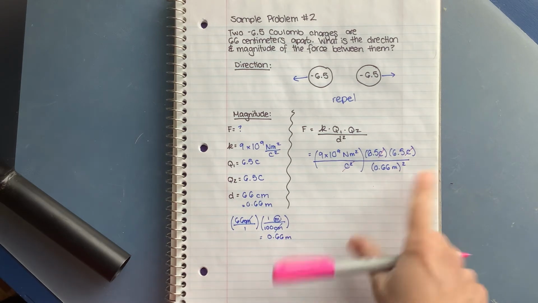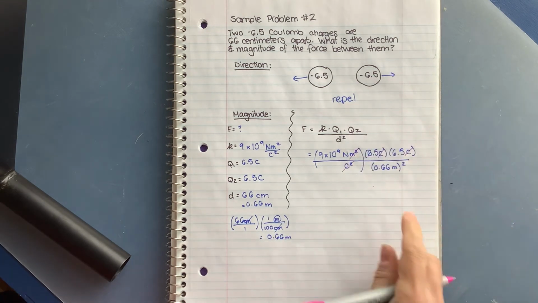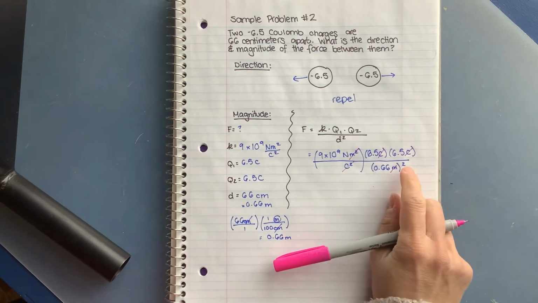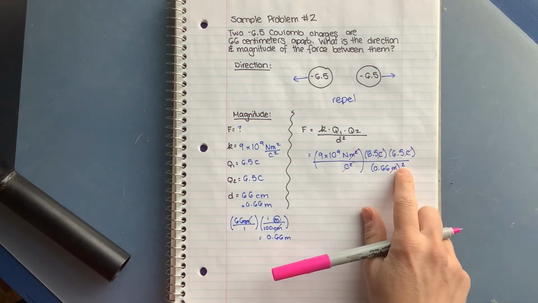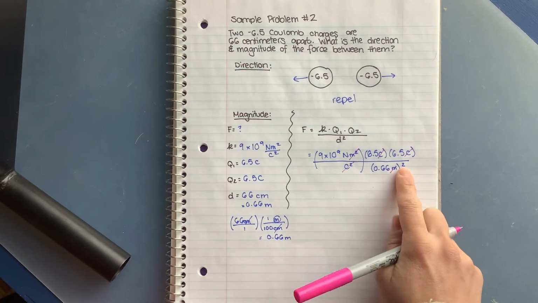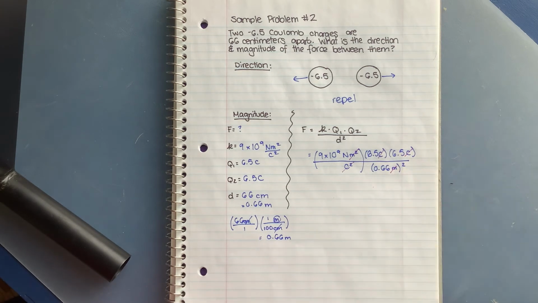I just want to be really careful when I cross out, right? You can get rid of all of this, but I'm just going to cross out this meter here because now it's gone. I know it's gone, but I don't want to forget that I need to square this 0.66. So I'm going to leave the 2 there just as a reminder to myself.